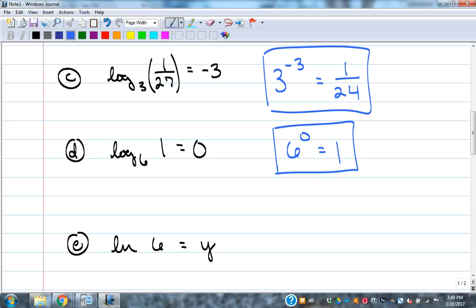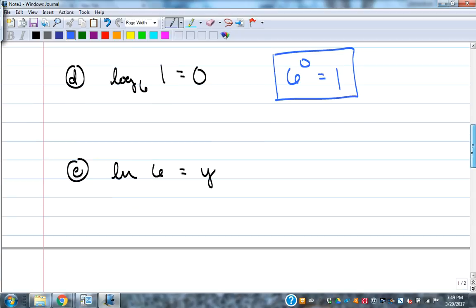Now, here's where it gets a little bit different. It's ln, natural log is what that stands for, of 6 is equal to y. And this is a little bit different. Natural log, ln, is log base e.